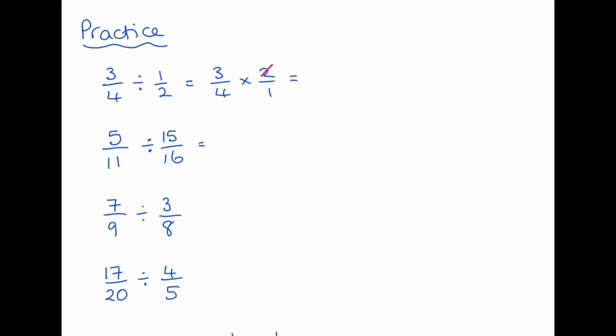So what we can do is say that 2 and 4 are both in the 2 times table. So that's 1 times 2 and that's 2 times 2. So altogether we've got 3 times 1 on the top and 2 times 1 on the bottom, and that gives us 3/2. We can see 3/2 is an improper fraction. So if we wanted to, we could change that into a mixed number, and that would be 1 and a half.